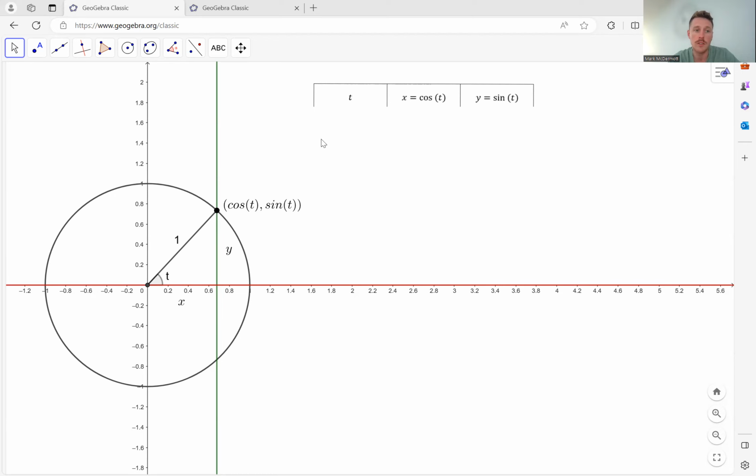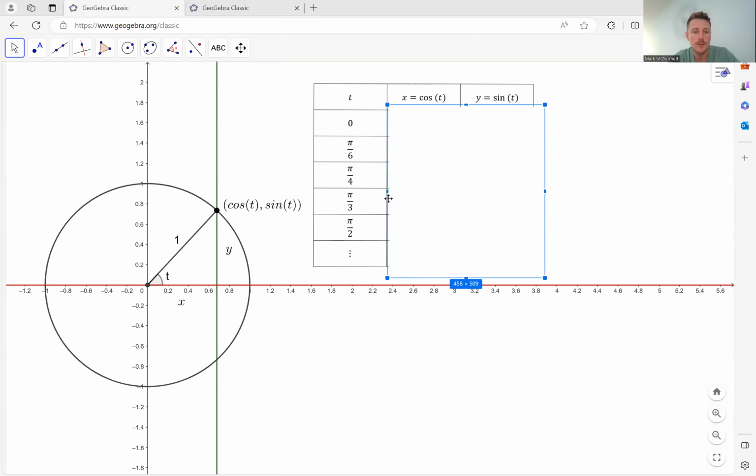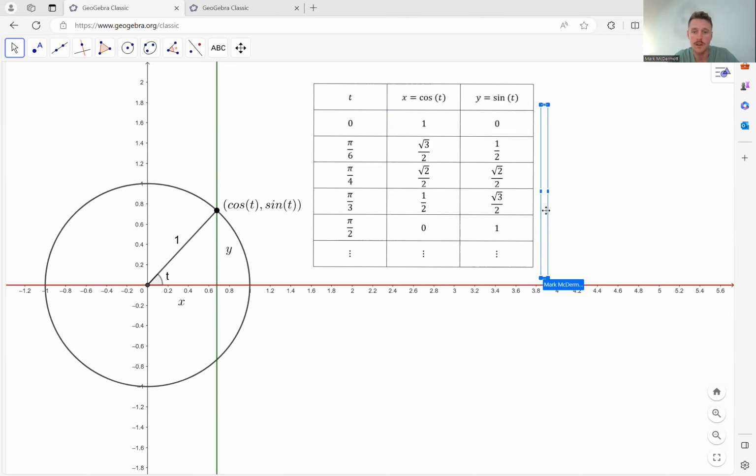So what we're saying is that our parameter is t, and that's going to be changing, since it's on the unit circle, from 0 all the way around to 2 pi. We can see we've just got the first few exact values here. Our x value is going to be equal to cosine of t, and so we get all these values here, which is just our exact values table.